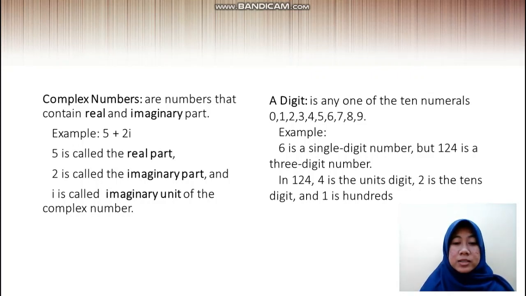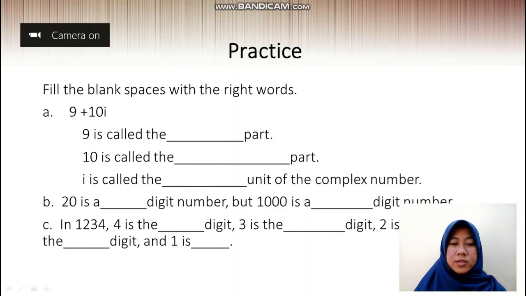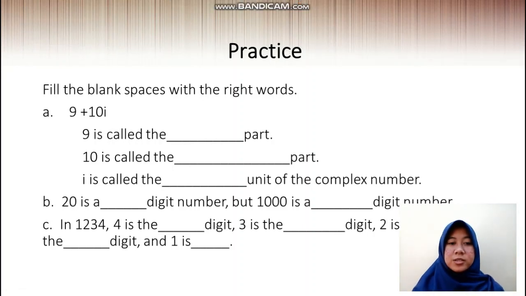For example, 6 is a single digit number, but 124 is a 3-digit number. In 124, 4 is the units digit, 2 is the tens digit, and 1 is the hundreds digit. Okay, there is a practice. Anyone want to try? In this practice, you will fill in the blank space with the correct word.